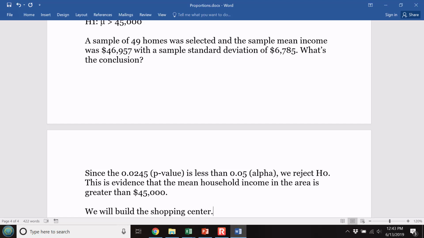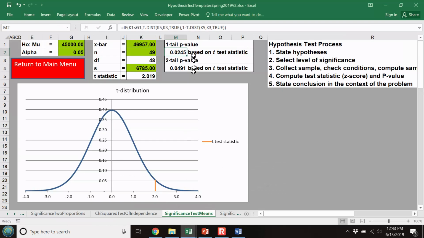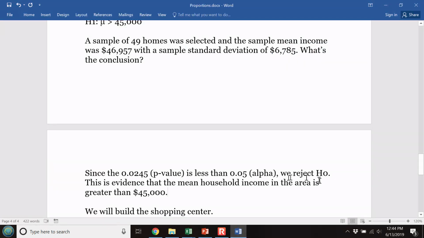So let's talk about type 1, type 2 error again now. The p-value, remember what it means. Let's go back over here. It means there's a 2.45% probability that if this is true, we'd get an x-bar this big or bigger. In other words, there's a 2.45% chance that this actually is true. And I just said we're going to reject that and build the shopping center.